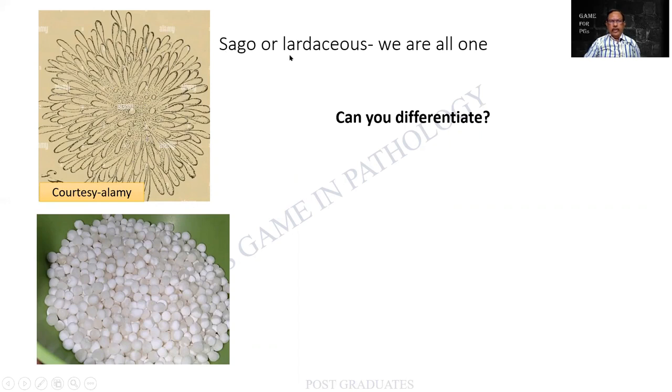I use a mnemonic. Lardaceous means lace-like. So there is a network around the sinusoids in a lace-like manner. This is called lardaceous spleen. Whereas sago means the sago grain. It is a kind of grain. It has this kind of appearance. So it is called a sago spleen. Both of which are classical of amyloidosis of the spleen. I hope you are able to differentiate between the two.